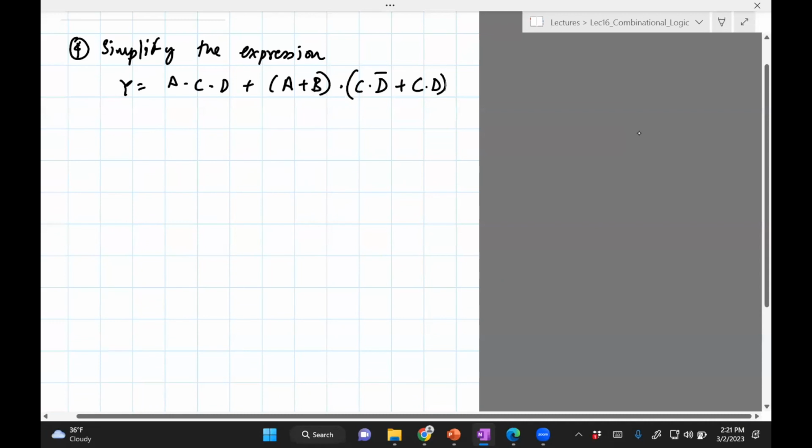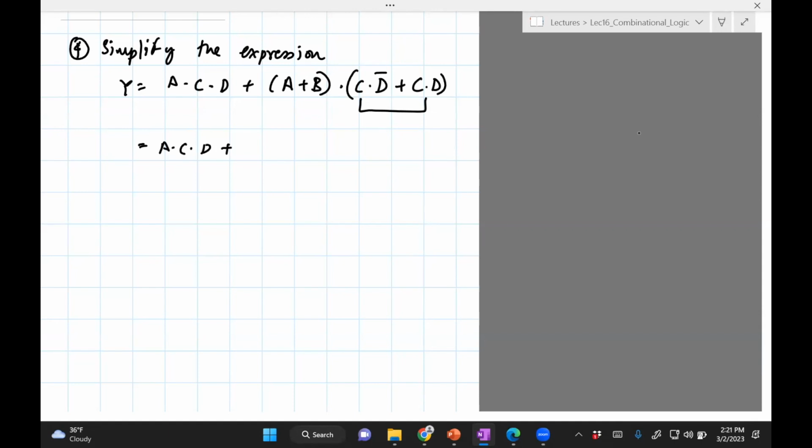Okay, the most immediate thing I think I can do is simplify this part. So let's do that. A dot C dot D plus A plus B dot. I can pull out C. We have D plus D complement. But D plus D complement is the same as 1, right? Because 0 and 1 or 1 and 0 will be 1. So this will be equal to 1.